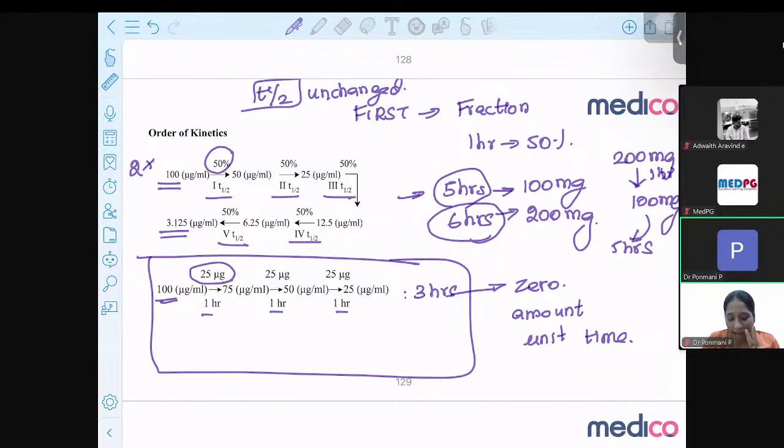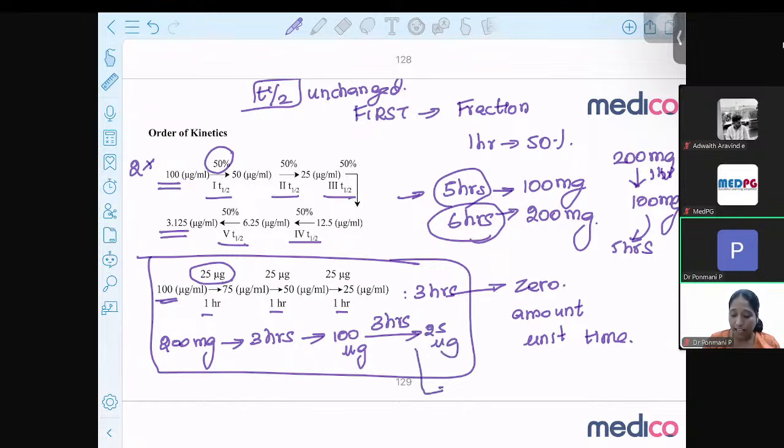Now, what will happen if I double the dose in this condition? This 200 again has to take 3 hours to become 100 microgram. And this 100 microgram again has to take 3 hours to become 25 microgram. So how many hours is increased? 6 hours is increased. And what about the half-life? What is the half-life in the first condition? 100 to 50. 2 hours is the half-life here.